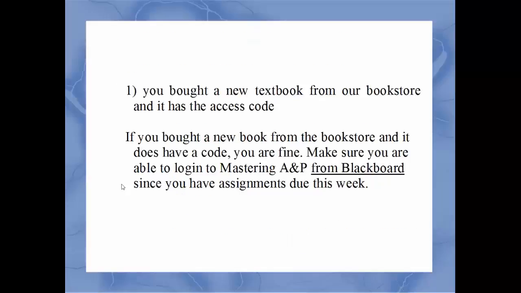Alright, first, if you bought the new textbook from our bookstore and it has the access code, then you are fine. You don't need to do anything. Just make sure that you're able to log in to Mastering A&P, but you log in from Blackboard. Do not go through the publisher's website. Log in from Blackboard, because all you need is the access code that's given to you within the book. If you don't log in from Blackboard directly, I won't see that you have completed the work. And if I don't see that you've done it, then I'm going to assume that you didn't, and you'll get a 0.